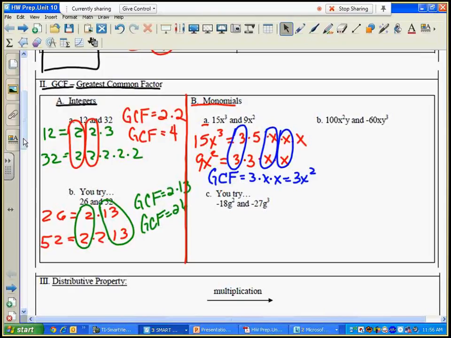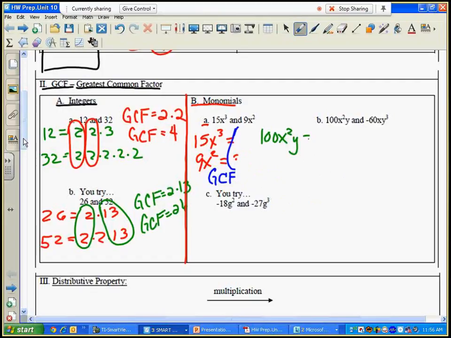Okay, let's try B. 100x squared y. Okay, well, 100x squared y. Well, 100 is 2 times 50. 50 is 2 times 25. And 25 is 5 times 5. Then we have x times x, which is the x squared, and then the y.